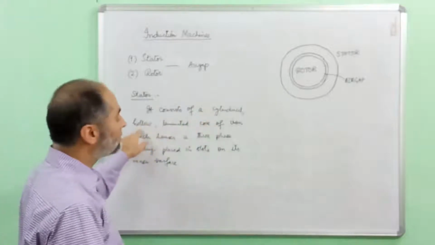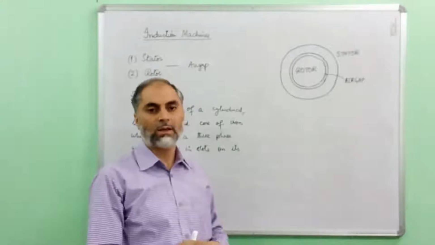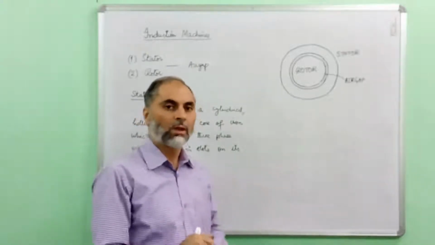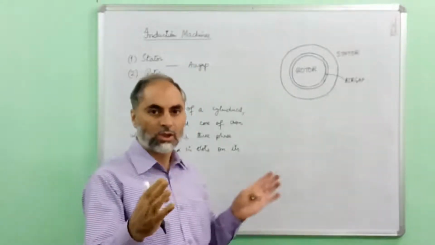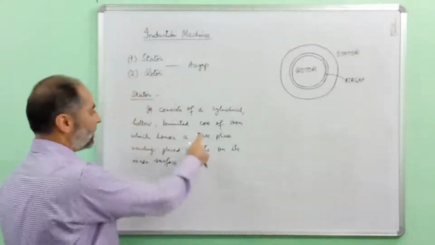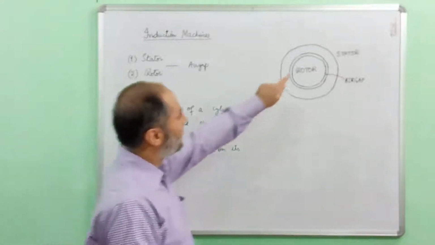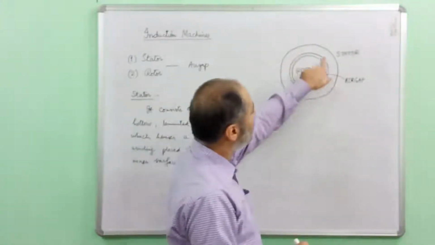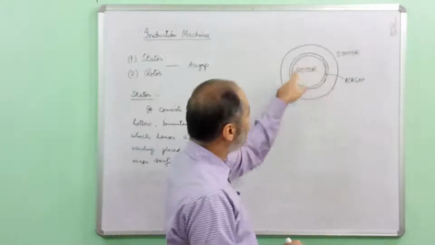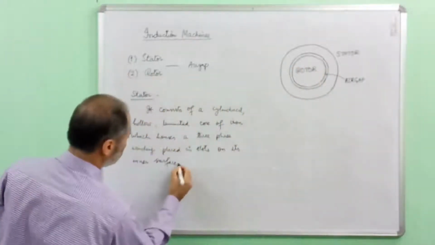shape and is hollow, and it is laminated, meaning thereby that it is made up of a large number of thin laminations placed one above the other, and that core is made up of iron. And then on the inner surface slots are cut and a three-phase winding is placed in the slots.